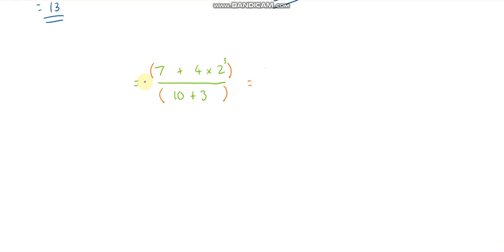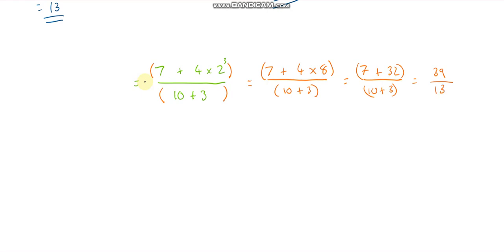So on the top line, I'm going to get 7 plus 4 times, and the 2 cubed is 2 times 2 times 2. That's going to be 8. And on the bottom line, I'm just going to leave that just now. Yeah. So again, the top line, the bottom line, doing them separately. I'll then want to do a multiply. So I'll do 7 plus 32 divided by 10 plus 3. And then we'll do the adds. So 39 divided by 13.